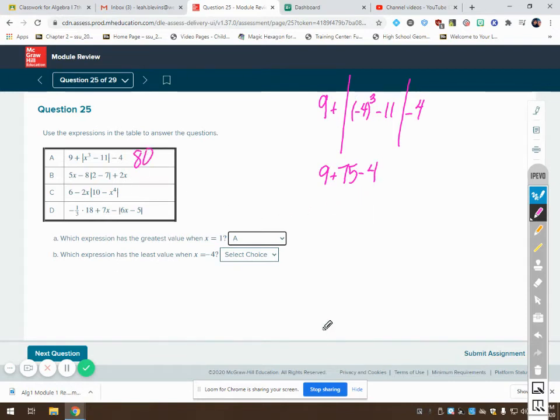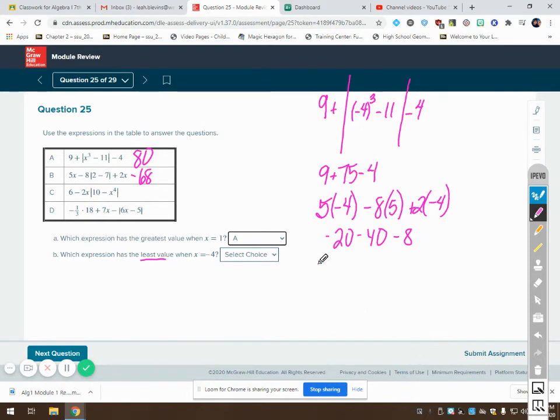Plug in the next one. 5 times negative 4 gives me negative 20. Negative 20 minus 8 times 5, which is 40. Plus 2 times negative 4, that gives me negative 20. Minus 40, which is negative 60. Minus 8 is negative 68. Let's kind of look at the least value. So far it's looking like B, not A, obviously.